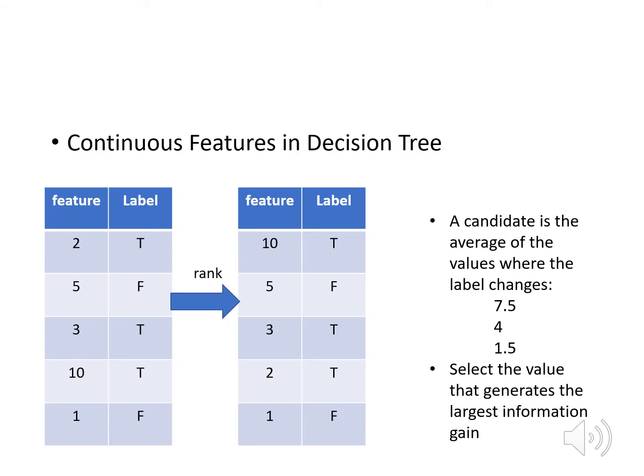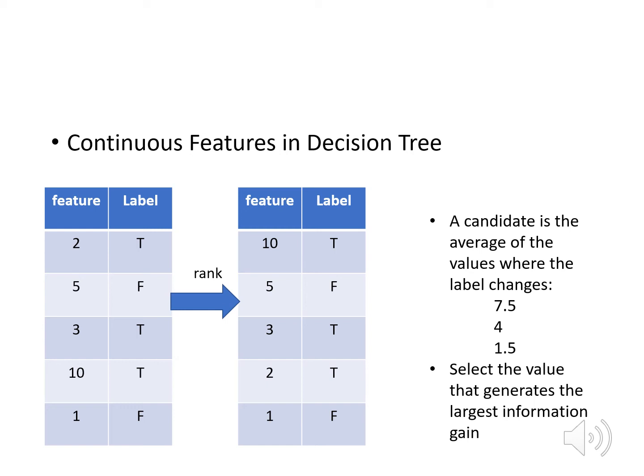In a decision tree, the continuous feature is first processed to find the best split for this feature, and then this feature is compared with all the other features to select the best feature for the split at the node. With a continuous feature, we first rank the data by this feature, and then find the candidates to split the data, which can be found as the values where the label changes.